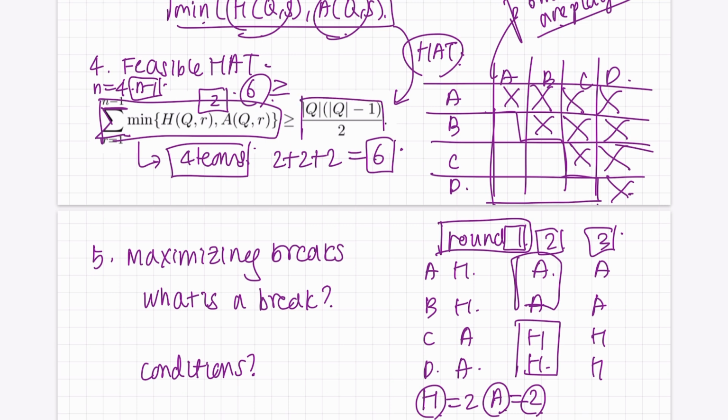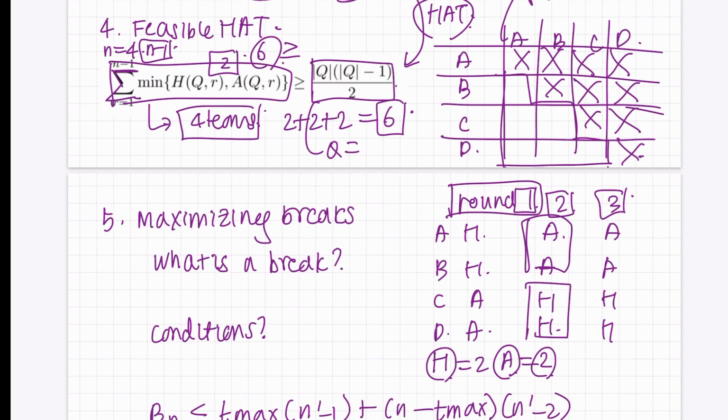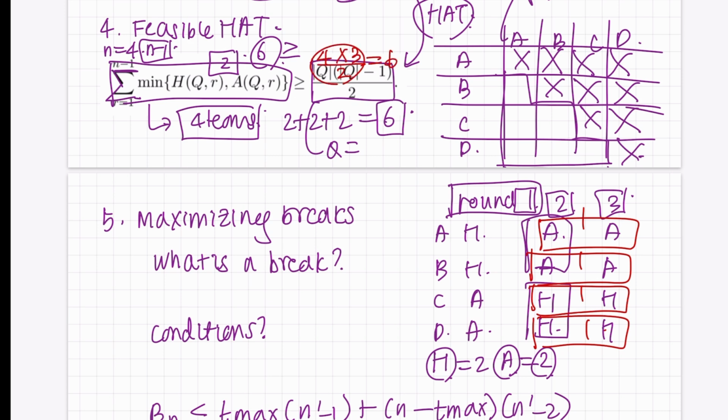Now we need to calculate this scenario. Q here denotes the set which contains teams that have the highest number of breaks. What I mean by that is which teams have the highest number of breaks. In this case, all of these teams would be in set Q because they have an equal number of breaks. They all have 1 break. So in this case, for Q, we're going to substitute the value 4. 4 multiplied by 4 minus 1, we get the value of 6.